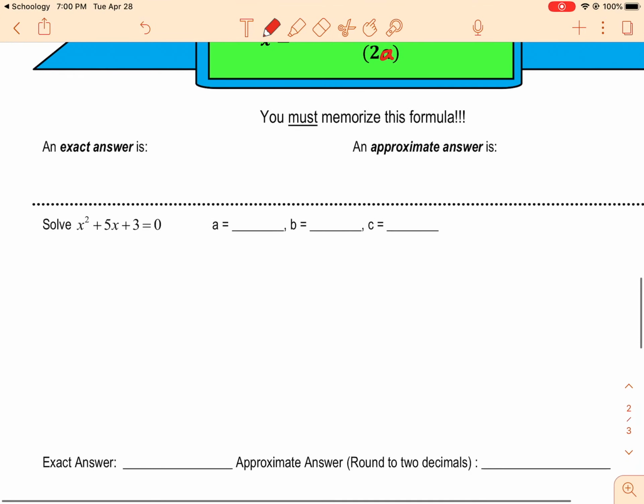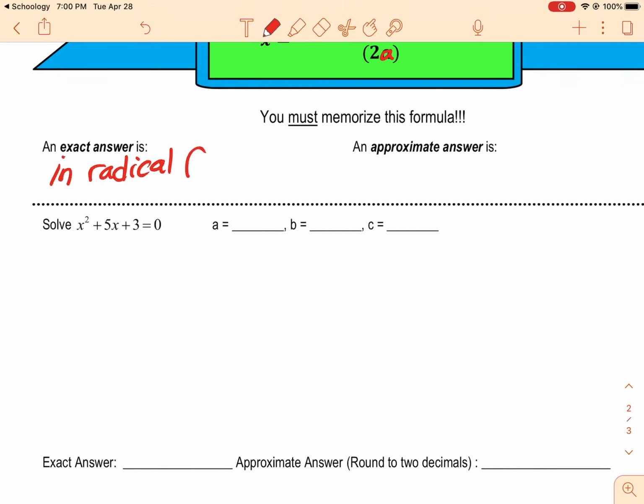There's two different ways that you can get an answer. There's an exact answer. That's going to be in radical form. So that's saying that you have a square root. You could get a whole number also. There's an approximate answer. That means you're going to be getting a decimal. So they're both the exact same answer, and you have to be able to give the exact answer and like the approximate or rounded answer as a decimal.